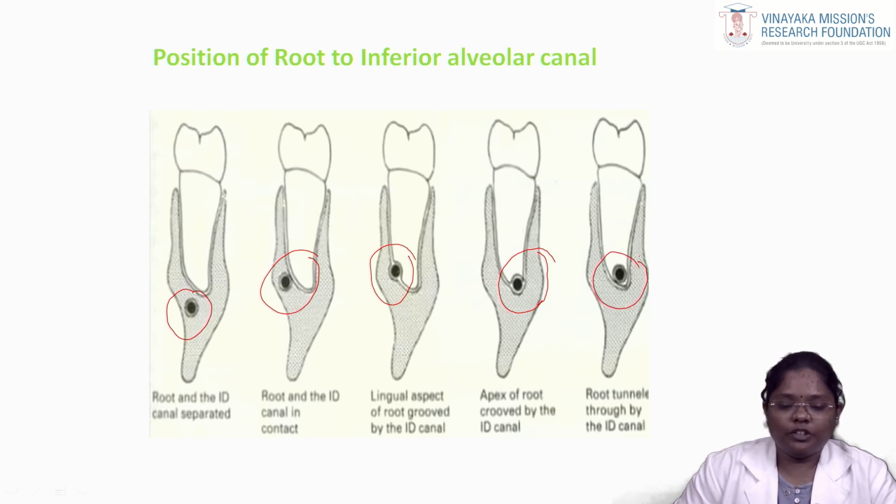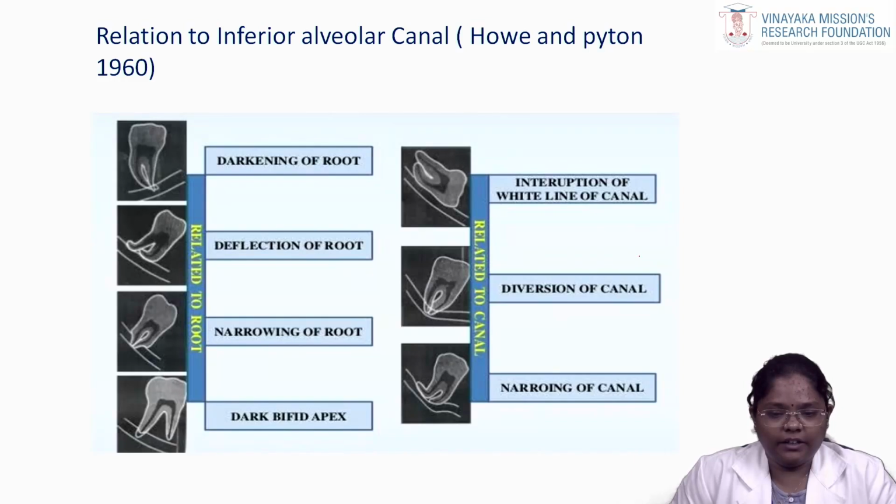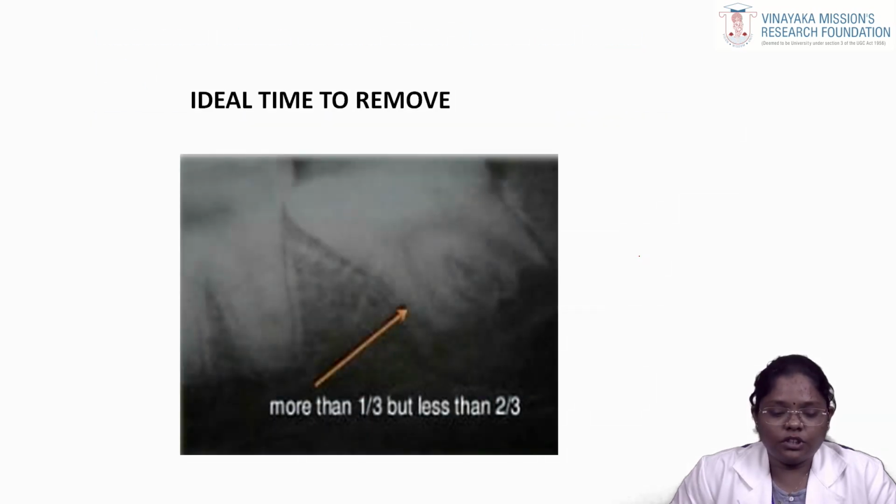The relationship of the root to the inferior alveolar canal is very important to assess, because after surgical removal of the impacted third molar, there can be paresthesias. Relationship of inferior alveolar canal given by Howe and Poyton in 1960: there can be darkening of the root, deflection of the root, narrowing of the root, dark bifid apex, interruption of the white line of the canal, diversion of the canal, and narrowing of the canal. The ideal time to remove the third molar is usually when the root forms more than 1/3 but less than 2/3.